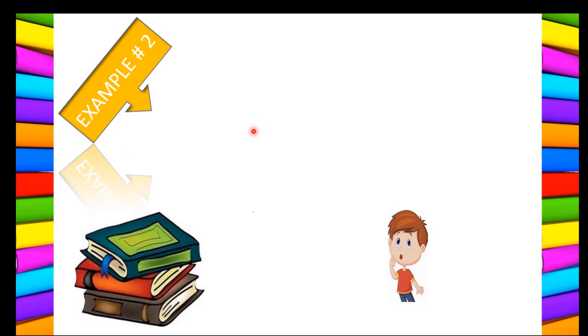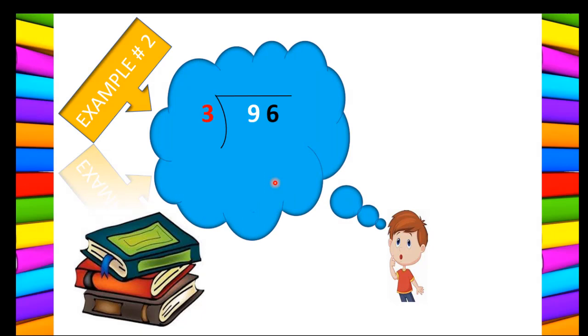So let's see the second example. Now we will discuss example number 2. In this example we have to divide 96 by 3. Here 96 is the dividend and 3 is the divisor. In 96, 6 is at ones place and 9 is at tens place. We will use the same steps here.